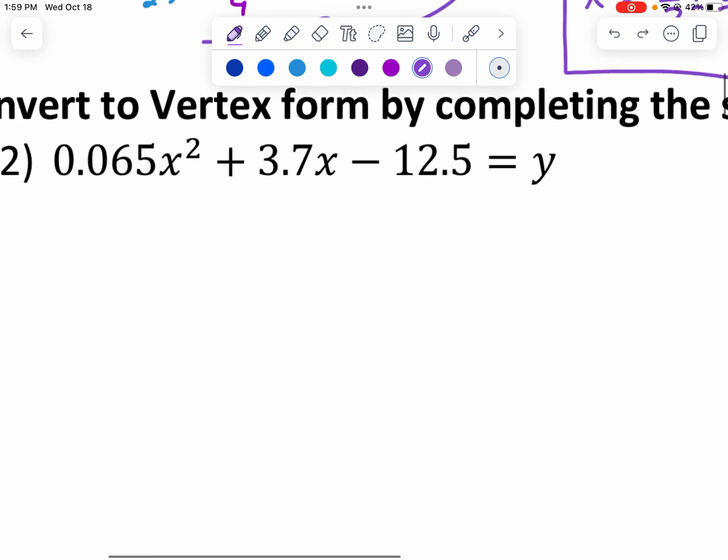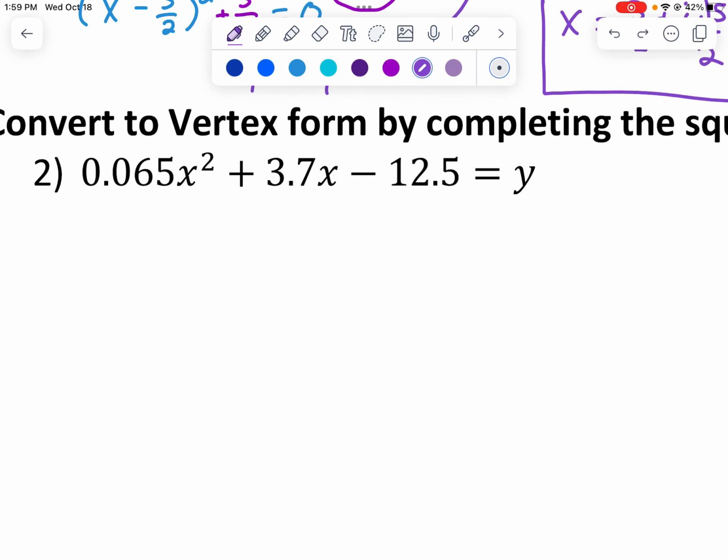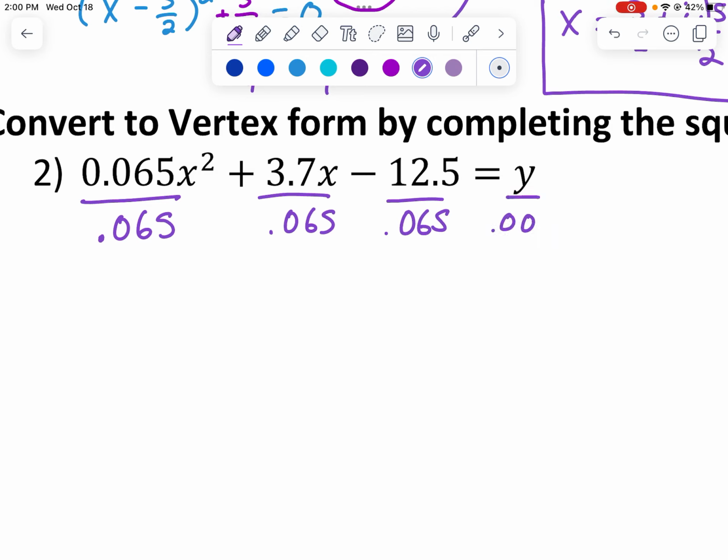So instead, we're going to divide everything by 0.065. And we're also going to divide this y by 0.065 as well.